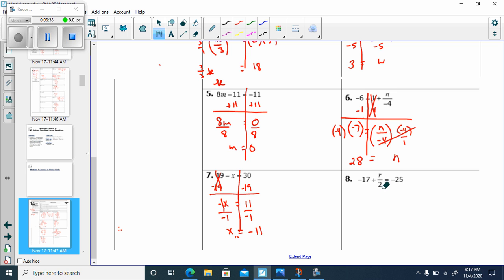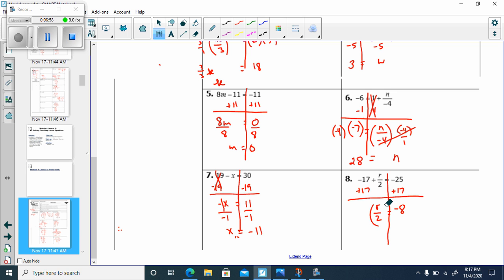-17 plus r divided by 2 equals -25. Draw your line down here. The first thing I'm going to do is get rid of the 17 by adding it to both sides. Okay? This leaves me with r divided by 2 will give me -8.